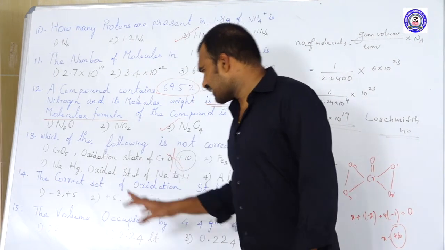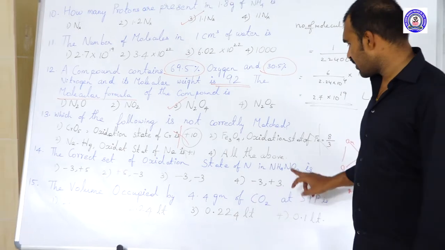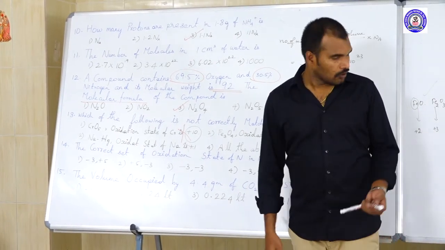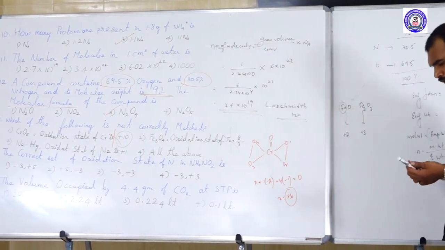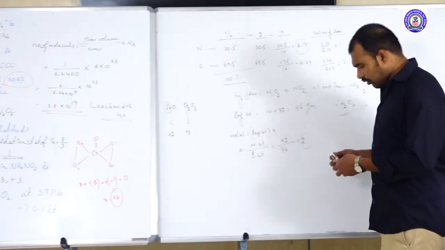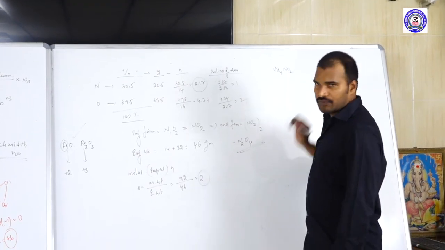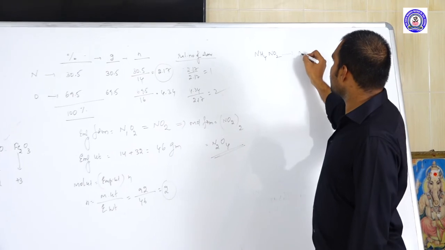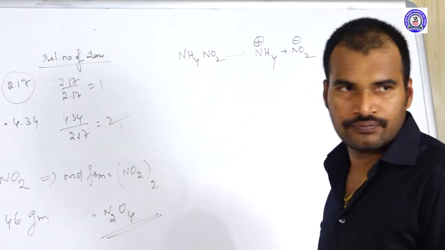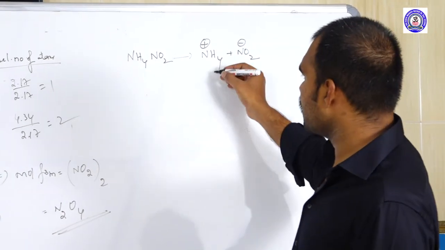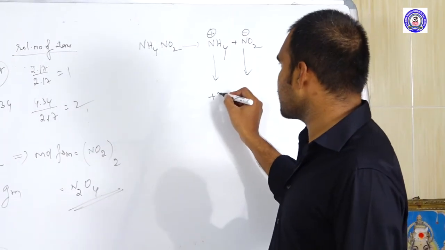Next one. The correct set of oxidation states of nitrogen in ammonium nitrite. Even this is also very important. Ammonium nitrite is also one exceptional case. You should remember it like chromium pentoxide and carbon suboxides. Now in ammonium nitrite, NH4NO2, it splits into NH4 plus ion and NO2 minus ion. So what are the individual oxidation states of the 2 nitrogens? In the ammonium ion, the oxidation state of nitrogen is minus 3.